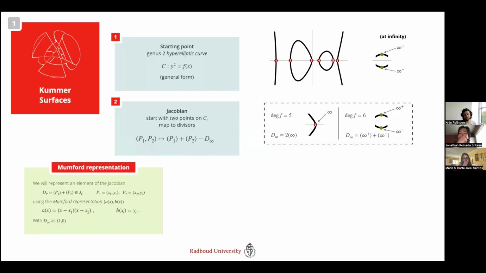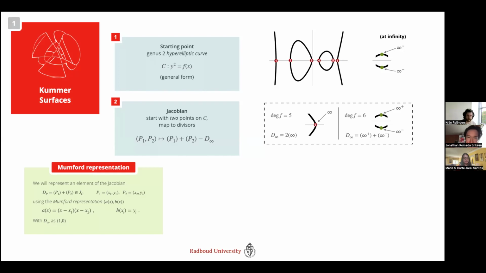And then how do we do arithmetic on this Jacobian? Well, when we want to add two of these objects in the Jacobian together, we want to represent them again as, maybe, R1 plus R2 minus D infinity. But if we want to implement this on a computer, we have to represent these in some way that makes it easier to work with. And this is a Mumford representation.